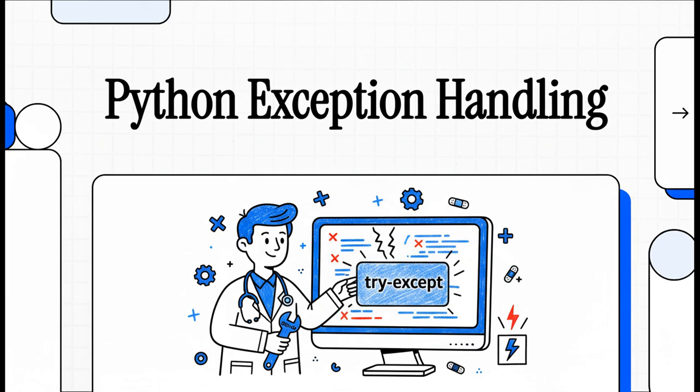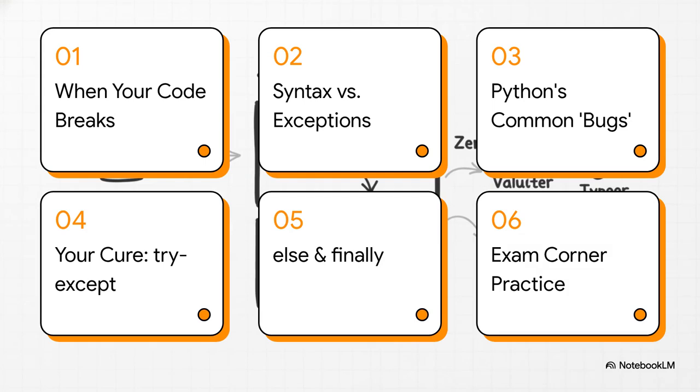So today, let's put on our lab coats and become code doctors. We're going to learn how to fix our programs when they get a little sick. Chalo bachcho, let's have a quick look at our agenda for today. This is our simple roadmap to mastering this very important chapter. We'll just go step by step.